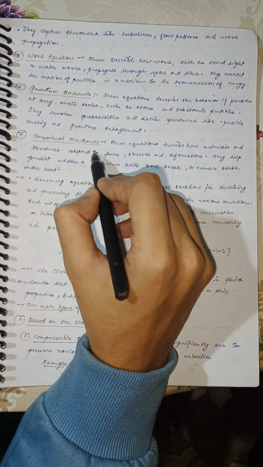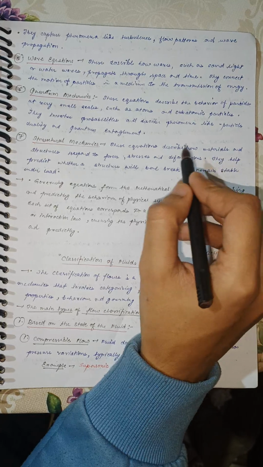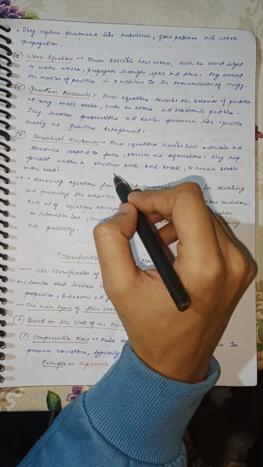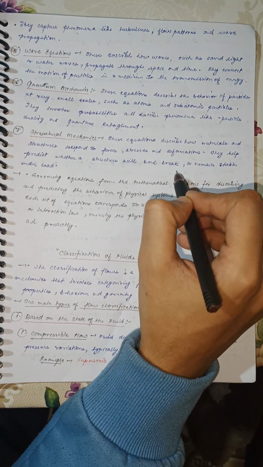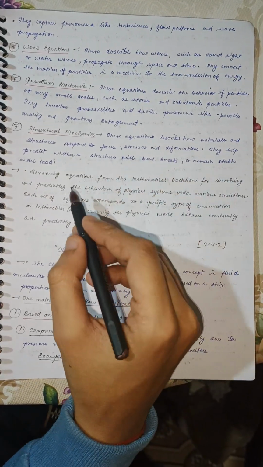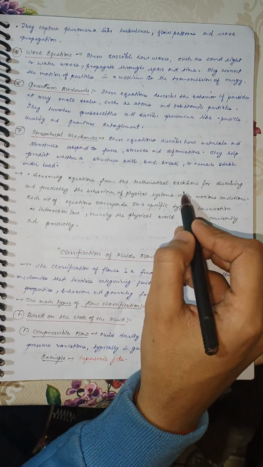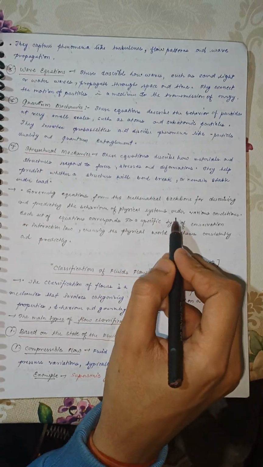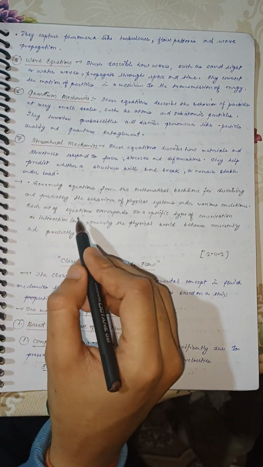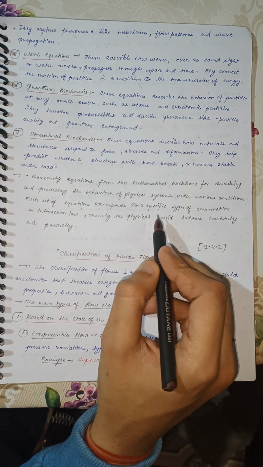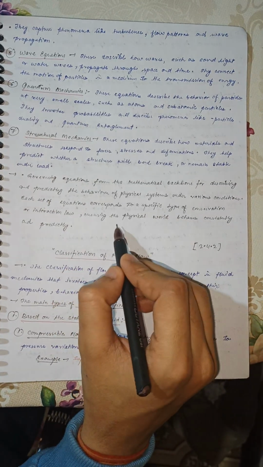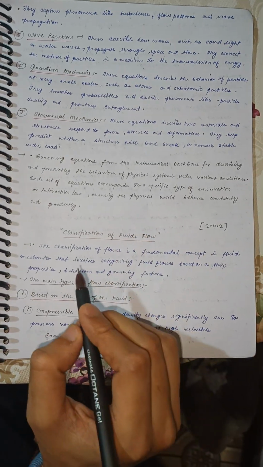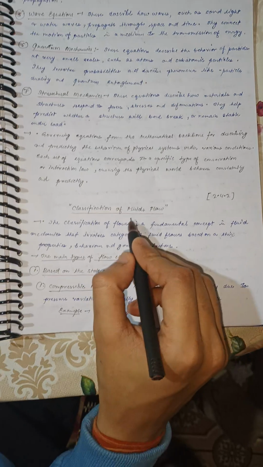Seventh one is structural mechanics. These equations describe how materials and structures respond to forces, stress, and deformations. They help predict whether a structure will bend, break, or remain stable under load. Governing equations form the mathematical backbone for describing and predicting the behavior of physical systems under various conditions. Each set of equations corresponds to a specific type of conservation or interaction law, ensuring the physical world behaves consistently, predictably. And last topic is classification of fluid flows.